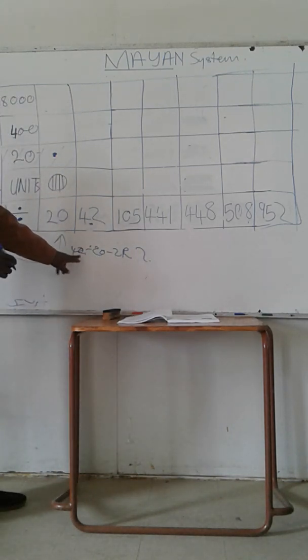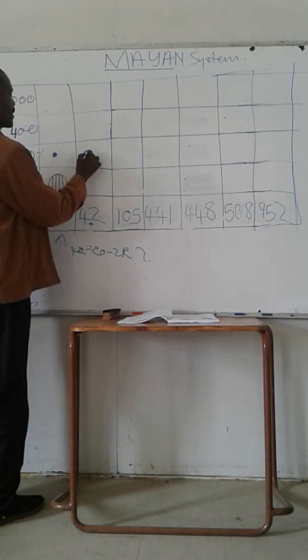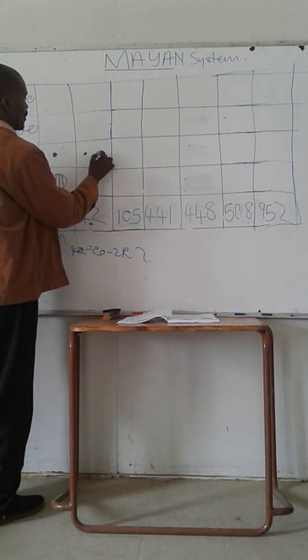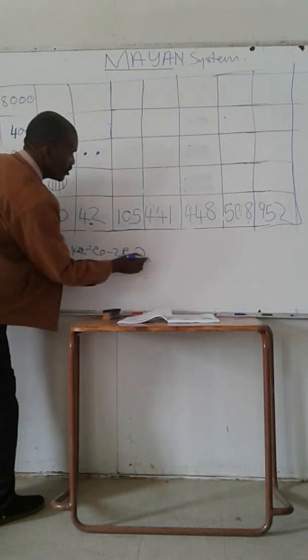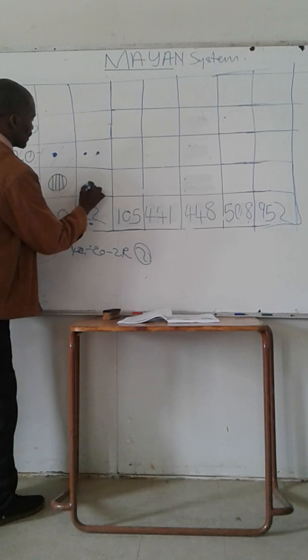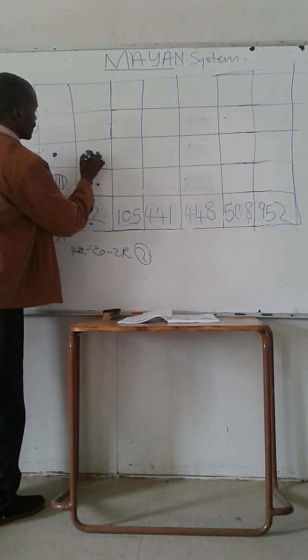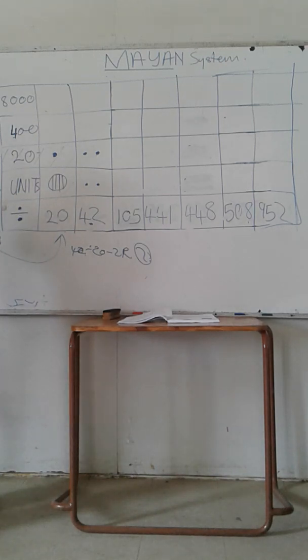Now what is happening now? You take your 2 dots, you put them there. Your remainder, which is units, is going to be in there. So that's how they come up with 42.